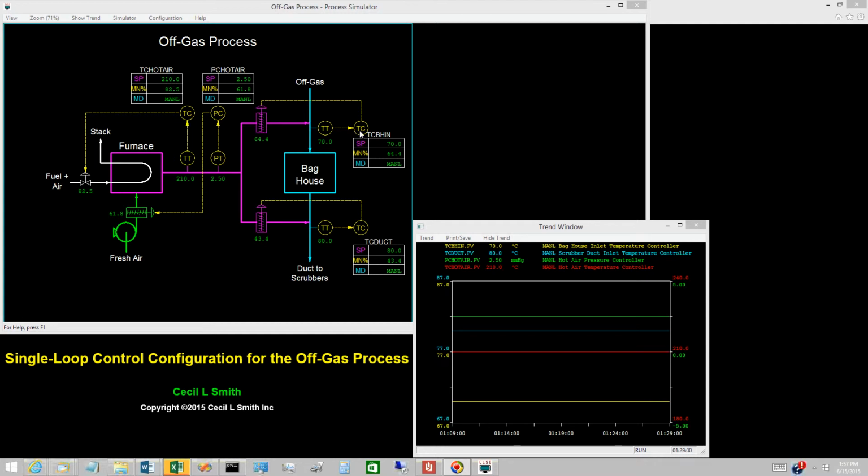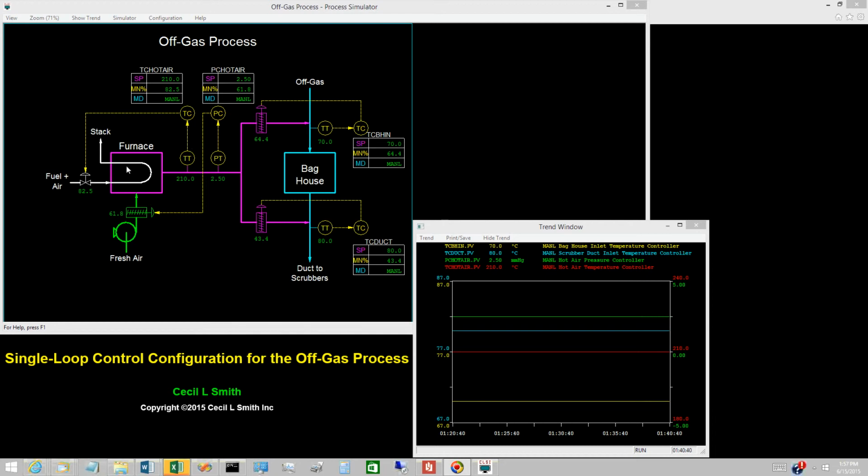The 4 loops in the single-loop configuration must be tuned one at a time. That raises the question as to the order in which these loops must be tuned. In practice, one tries to tune loops at the first opportunity, and often opportunities arise during the commissioning of the equipment. In this case, the hot air pressure loop can be tuned as soon as the blowers for the fresh air and the off-gas are in operation.